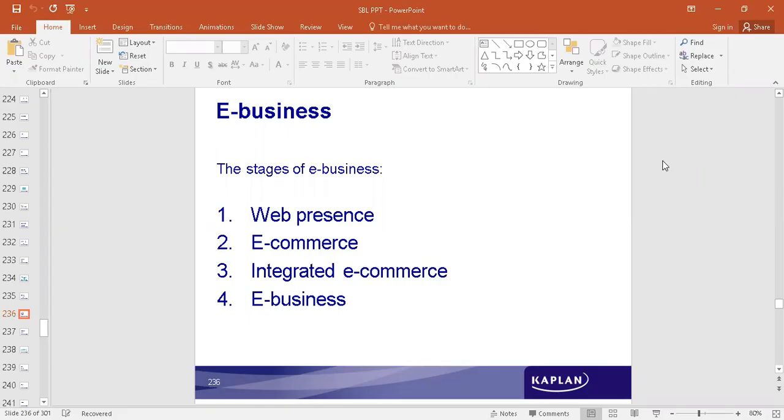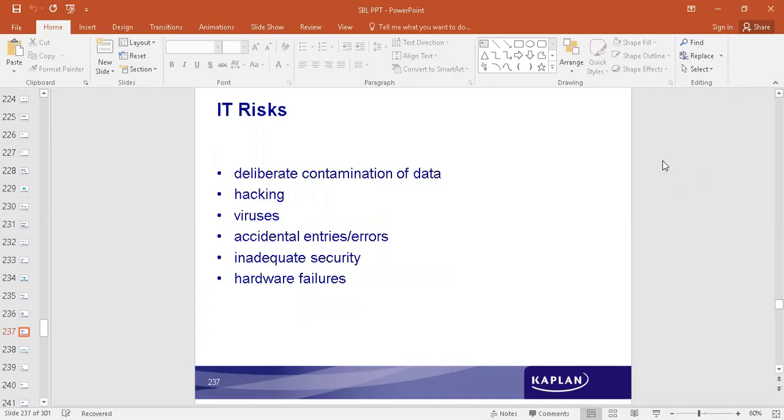So the stages of e-business: first they are present on the web. Okay, web presence, so people would get awareness about the business. Then trade also happens on the electronic platform. Then many other things are integrated into the trade. Okay, e-banking, e-facility, payment facility, all those things also are integrated, and then they carry on the business.